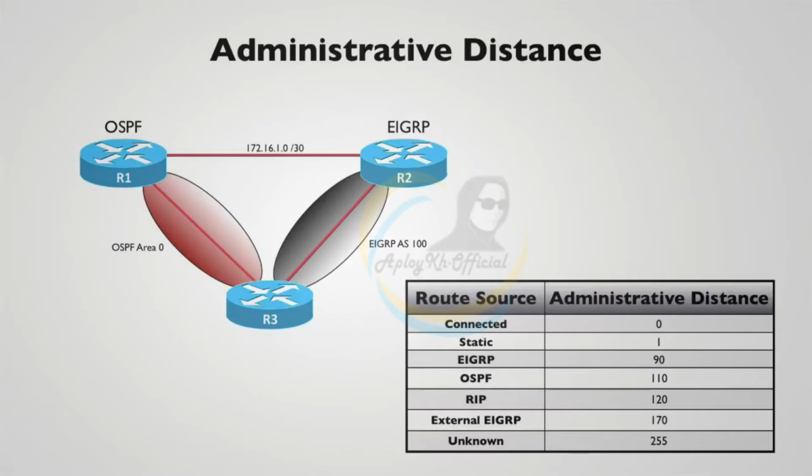And you might also notice that there's an external EIGRP administrative distance of 170. External EIGRP is when EIGRP learns a route from an external source. Maybe we've redistributed an OSPF learned route into EIGRP. That route would then have an administrative distance of 170, but in this case, 172.16.1.0/30, it's being directly advertised by EIGRP. So in this case, based on administrative distance, R3 is going to prefer the route to 172.16.1.0/30 via router R2.